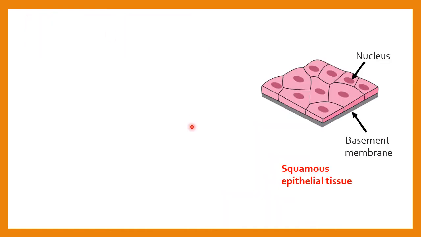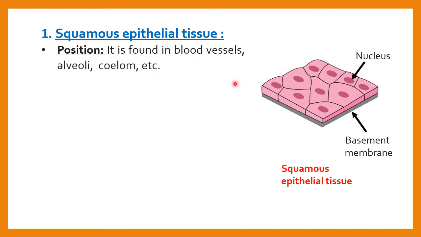Now let us study the very first type of simple epithelial tissue, that is squamous epithelial tissue. Just look at the diagram. Squamous epithelial tissue is found in blood vessels, alveoli of the lungs. It lines the coelomic cavity, etc. Let us study its structure.